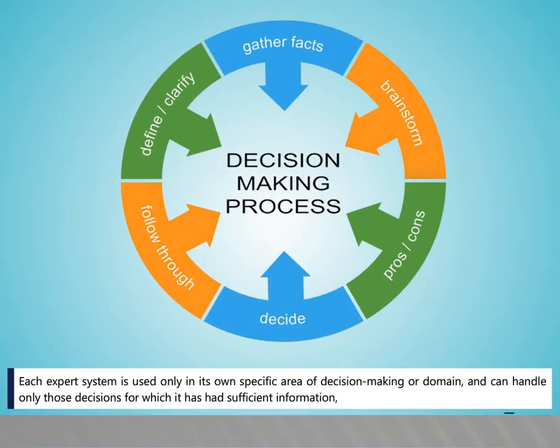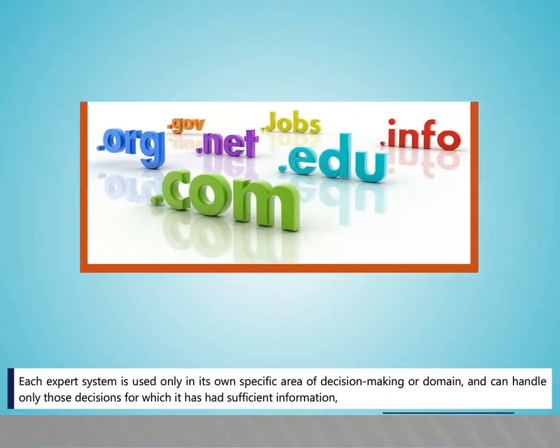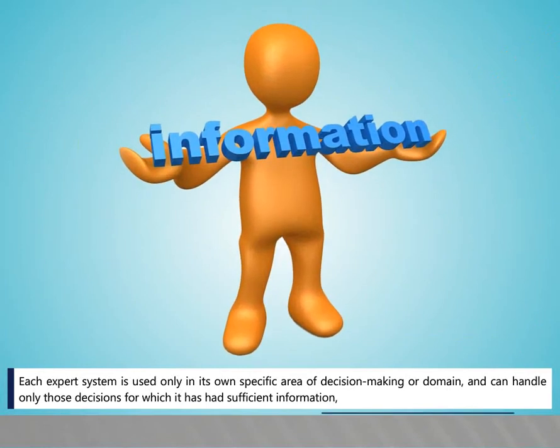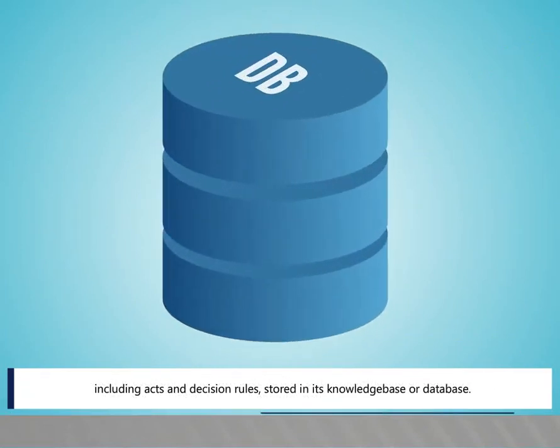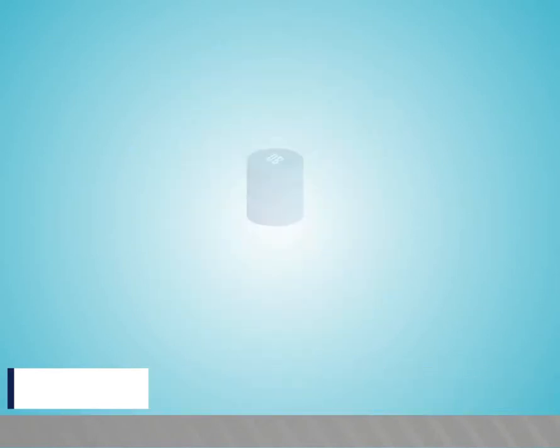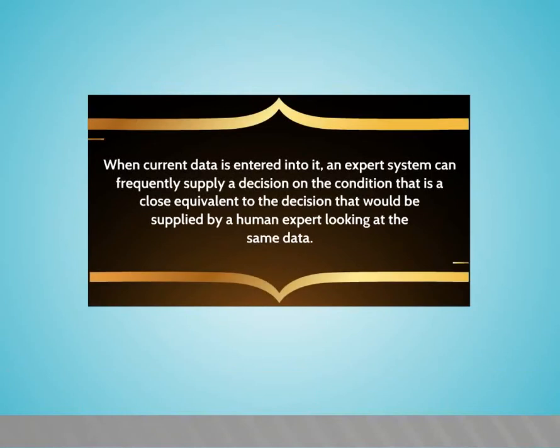Each expert system is used only in its own specific area of decision making or domain and can handle only those decisions for which it has had sufficient information, including facts and decision rules stored in its knowledge base or database. When current data is entered into it, an expert system can frequently supply a decision on the condition that is a close equivalent to the decision that would be supplied by a human expert looking at the same data.